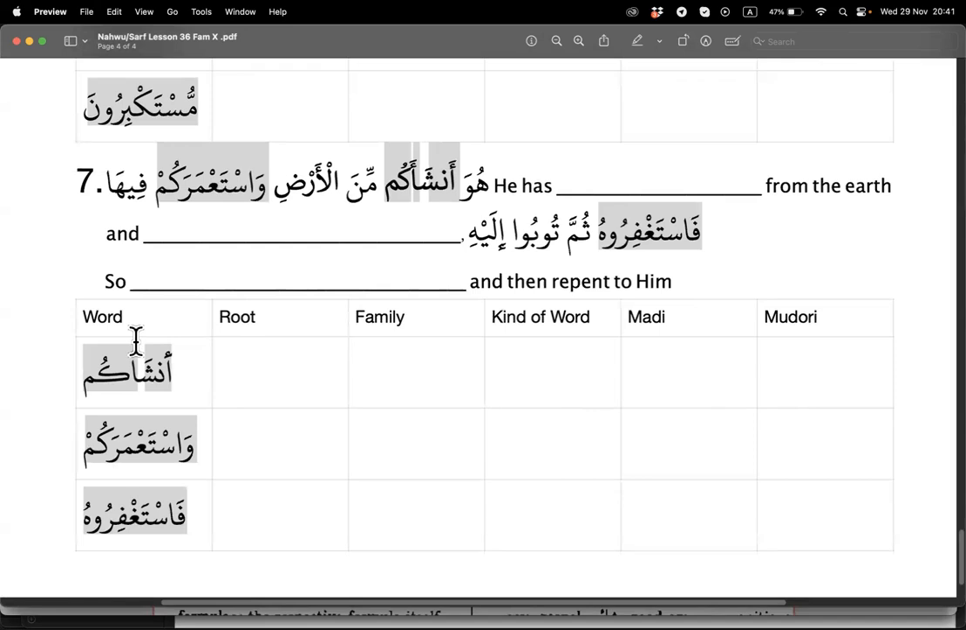Next one. Huwa ansha'akum. Ansha'akum is fi'il madi huwa. Yes. And then from what letters? What family? This one. Nun Shin Amza. What family? Family taf. Sorry. Family if'al. Yes, family four. Give me the first line.